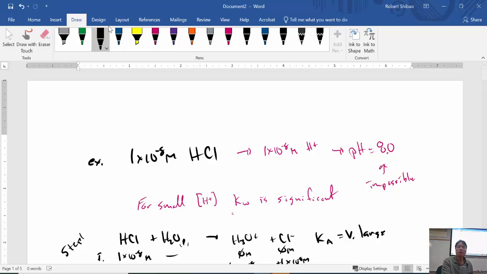Is it relevant to the problem at all? It's relevant because if you got a pH of 8, this is basic. But is HCl a base or an acid? This is an acid. And so this is why it's impossible. An acid is not going to give you a basic pH, no matter how dilute it is. An acid is going to give you an acid pH. An acid pH is below 7.